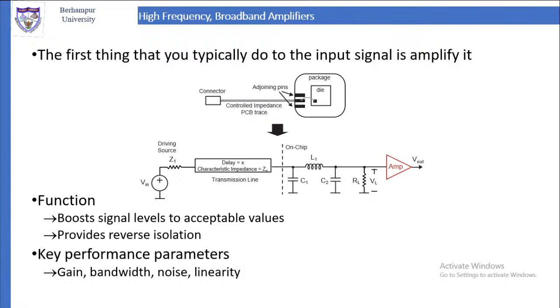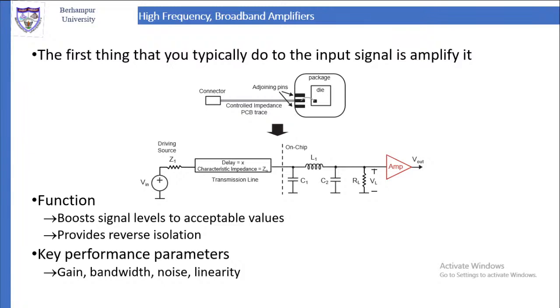So from the connector, we will connect to one of the adjoining pins of the package. If you look at its equivalent circuit, Vin is at the connector. The connector will have its own source impedance, Z1, so that is the driving source impedance. Then there is a line.